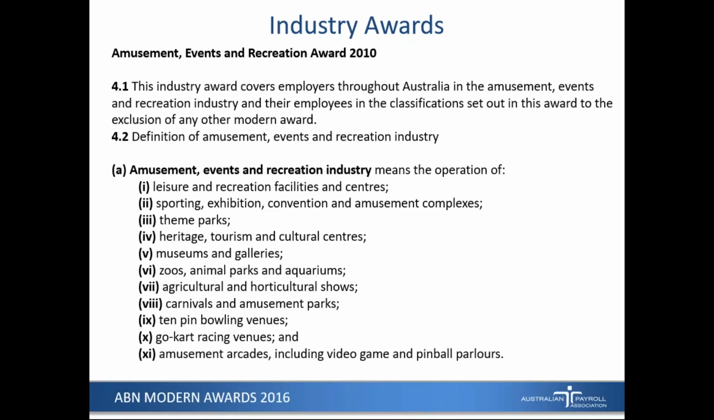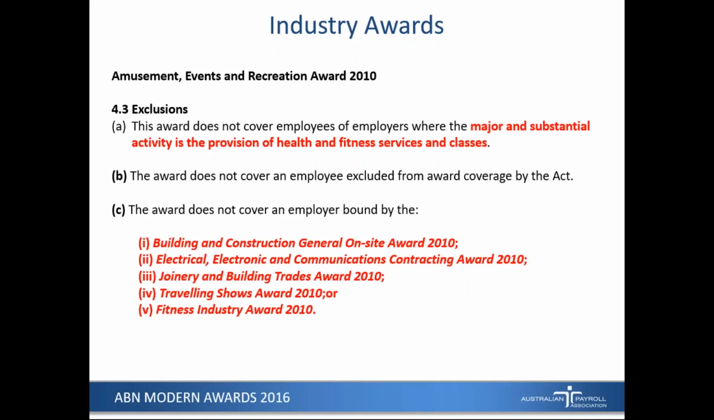However, it also goes on to say that there are some exclusions, right? And it says that this award doesn't apply to the following. So employers bound by the following awards obviously don't fall under this award. I don't know in what way, shape or form the amusement, events and recreation award is associated with building construction, but if you're bound by that, you're not bound by the amusement, events and recreation award. Same with the electrical, electronic and communications contracting award.